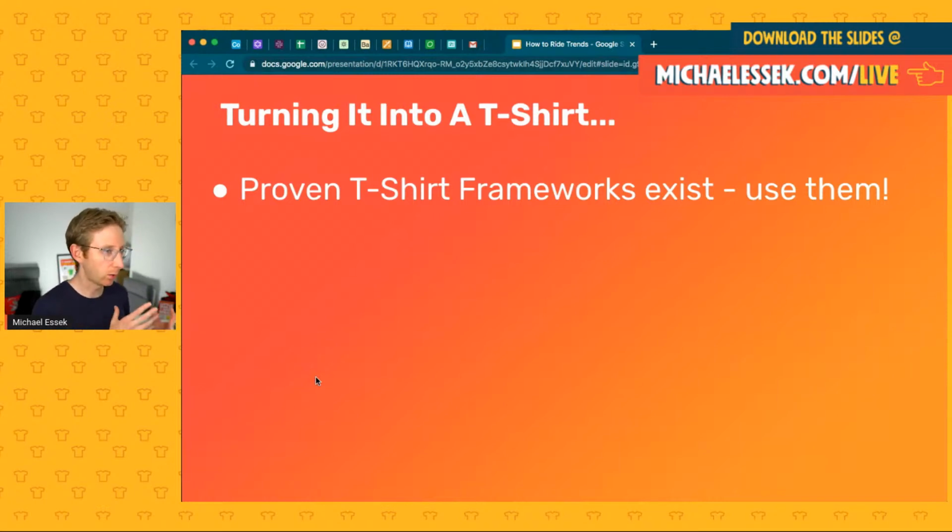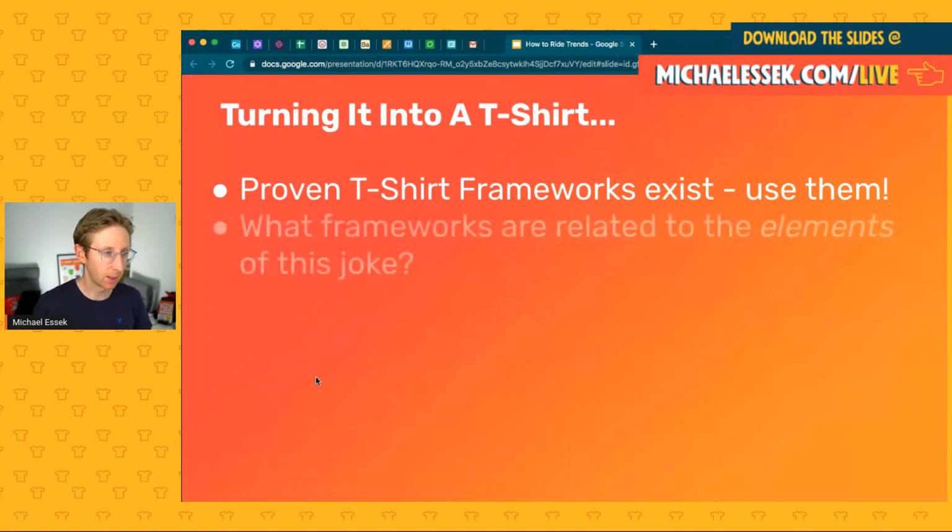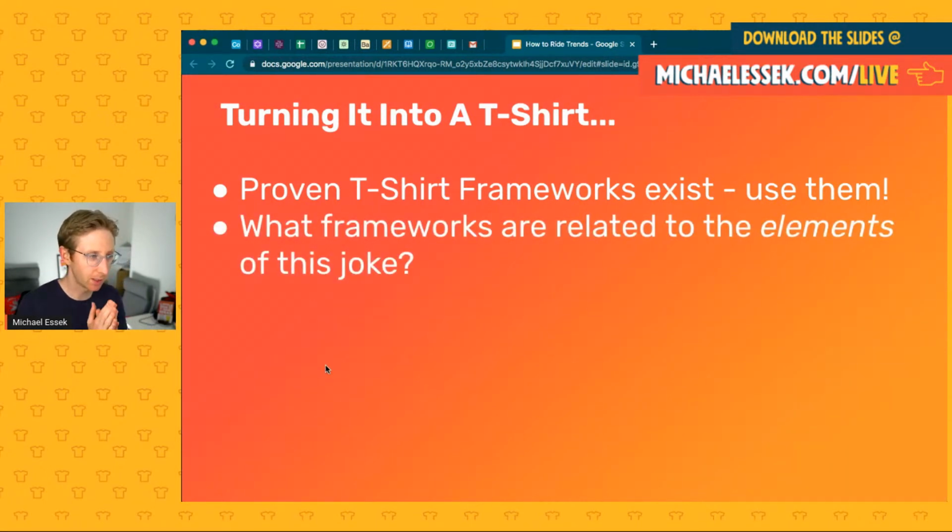And this is all the more powerful if you understand the joke, and then you can actually develop it. What frameworks are related to the elements of this joke? So this is my top tip for today: what t-shirt frameworks, so what t-shirts do people wear, could be somehow related to the elements of the joke? We just got through looking at those elements.